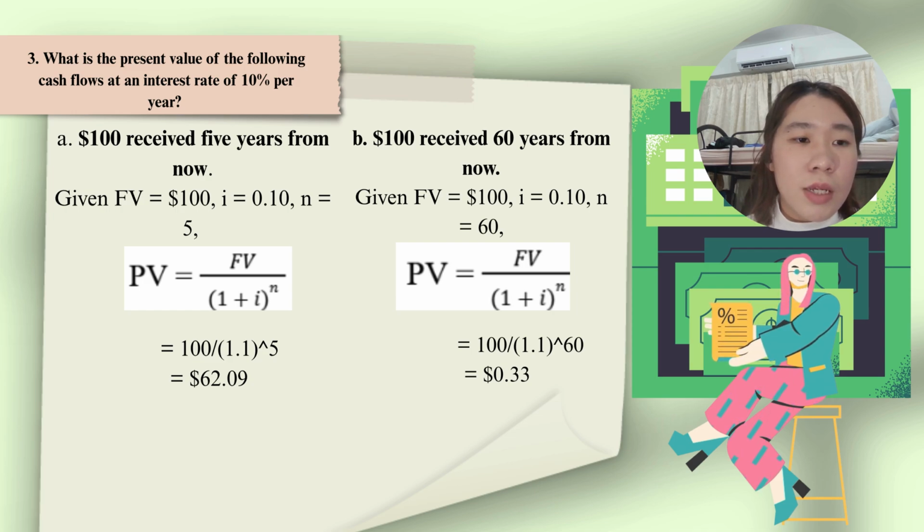For question B, we need to find the present value of $100 received 60 years from now. We will use the same formula, where FV is $100, I is 0.1, which equals a 10% interest rate, and N is 60 years. Then we will get the answer of $0.33, which means the present value of $100 received 60 years from now is only $0.33.